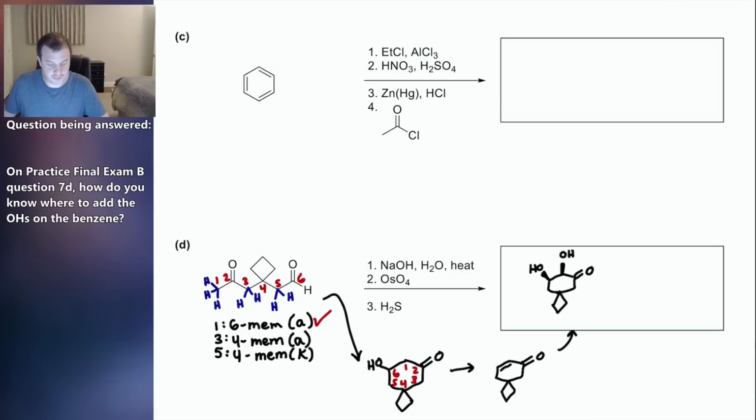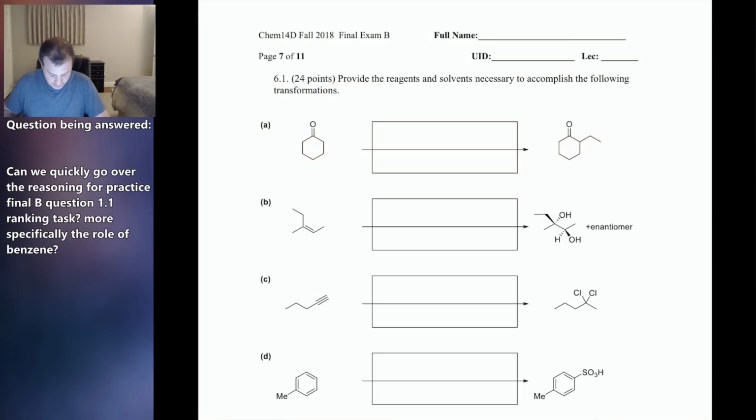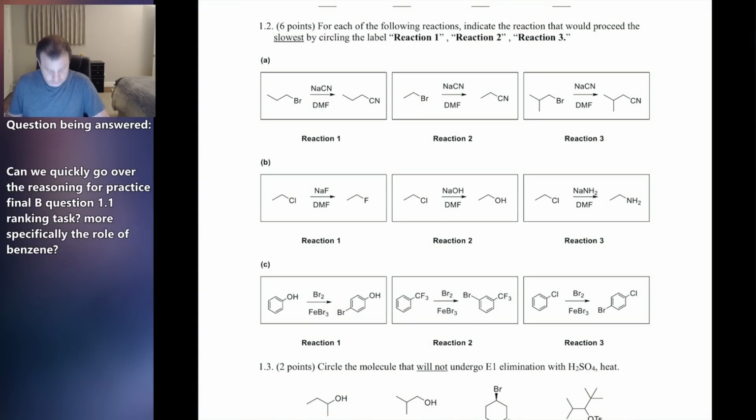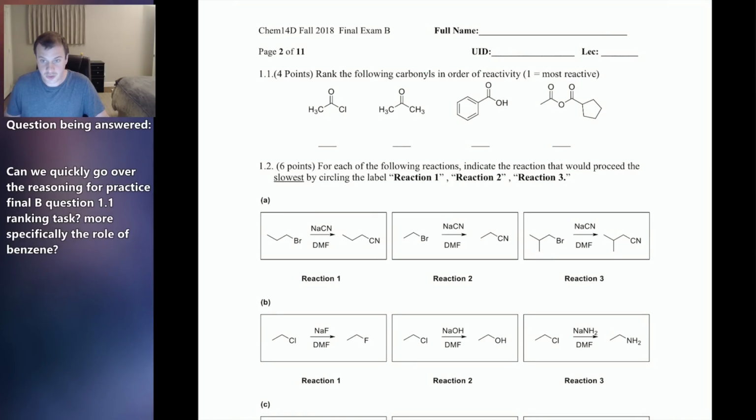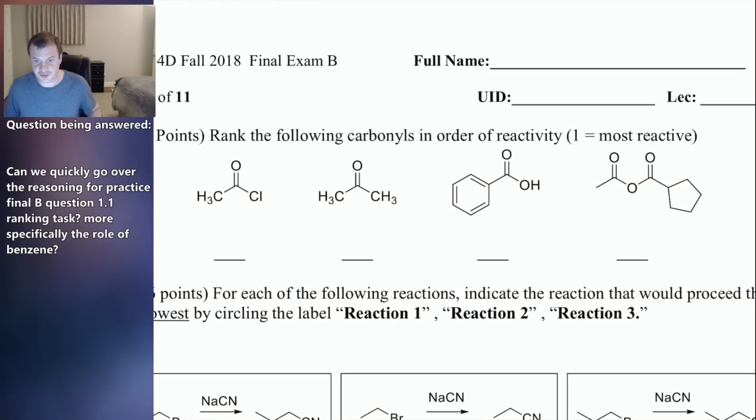Okay, practice final B, question 1.1, ranking task, coming right up. So benzene had no role here, so we're just going to go ahead and rank these. The acid chloride, we know, this is just straight memorization, is the most reactive, followed by the anhydride. Next we have the ketone, and then finally the carboxylic acid. So we're not actually caring about the benzene ring.